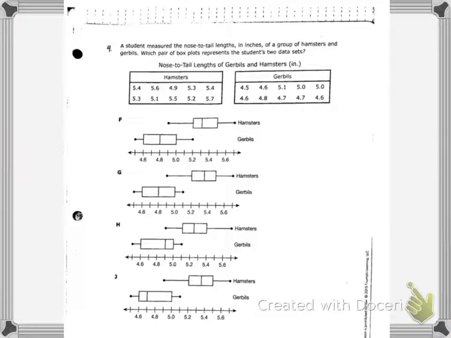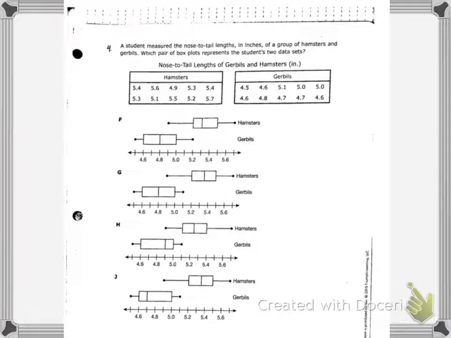All right, number 4. A student measured the nose-to-tail lengths in inches of a group of hamsters and gerbils. Which pair of box plots represents the student's 2 data sets? All right, so we're just needing to make a box plot. So what I'm going to do is find the 5-number summary for hamsters, and then find the 5-number summary for gerbils.